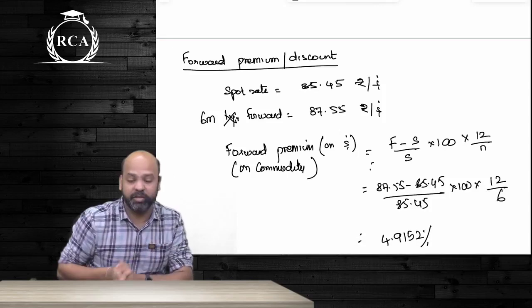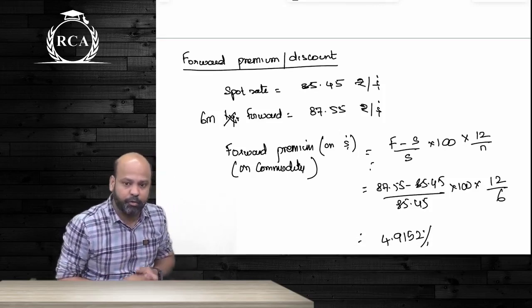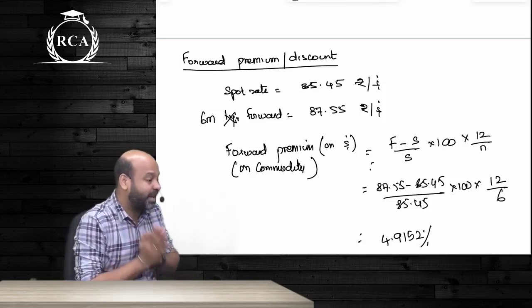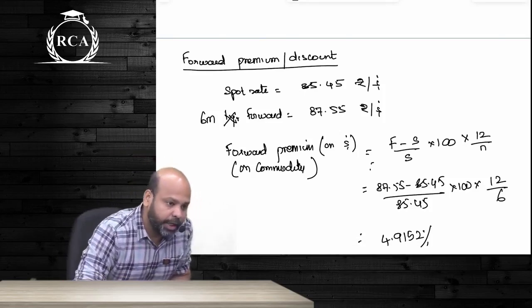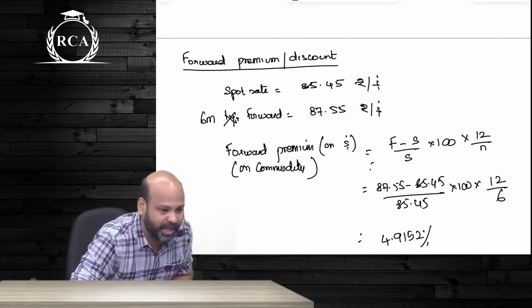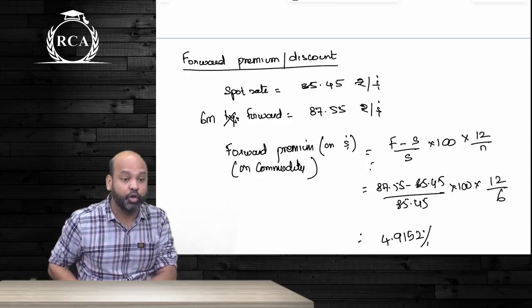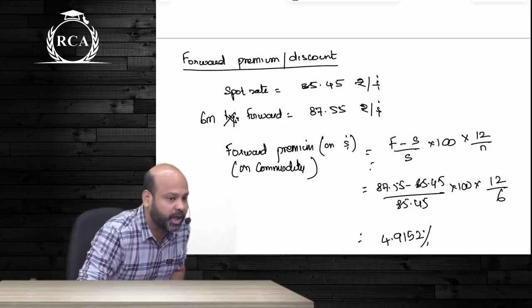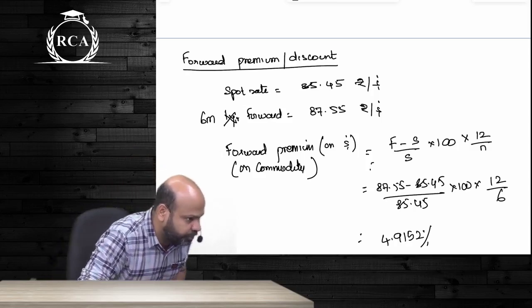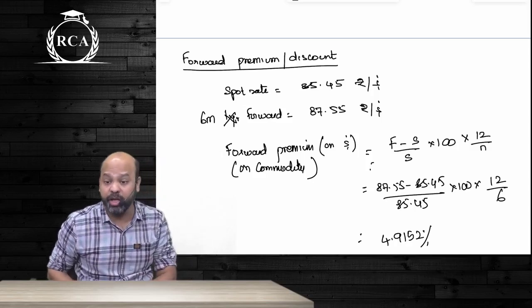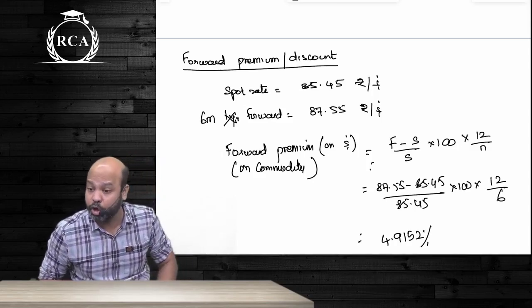So in case they ask us to compute forward premium or discount, the formula, beta, is F minus S divided by S into 100 into 12 by N. If they give it in months, you write into 12 by N. If they give it in days, beta, you write 365 divided by the number of days. This formula you're using if they give us forward premium or discount on commodity.